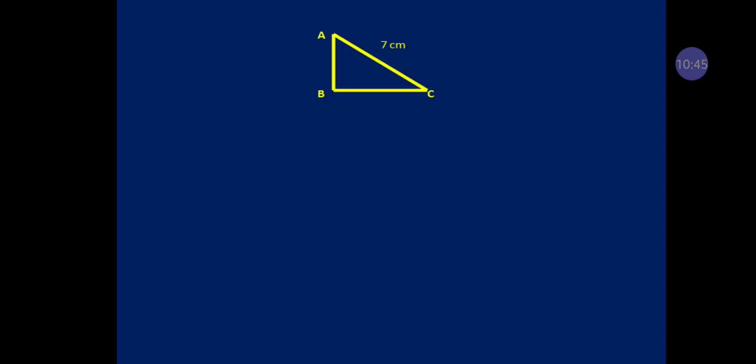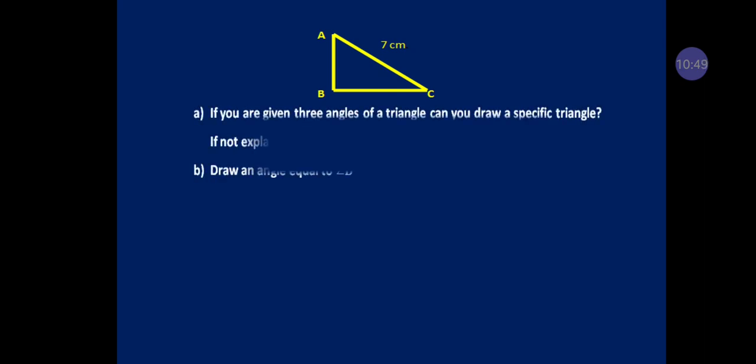Now let us see the homework that I actually provided you in the last lecture. Well, if you are given three angles of a triangle, can you draw a specific triangle? If not, explain it. Well, I have explained it. And question B, draw an angle equal to angle B. You can see that angle B is a right angle. Well, I just want you to draw a right angle, and you all know how to draw right angles, so I'm not going to explain B.